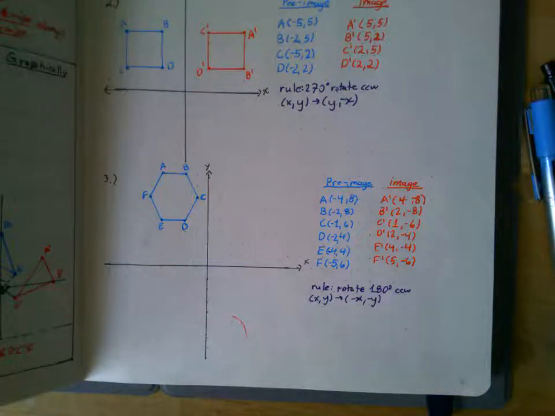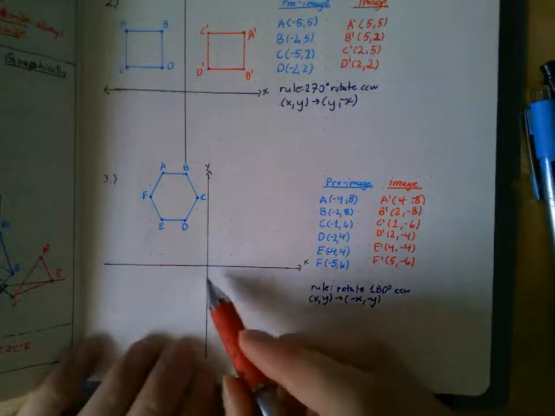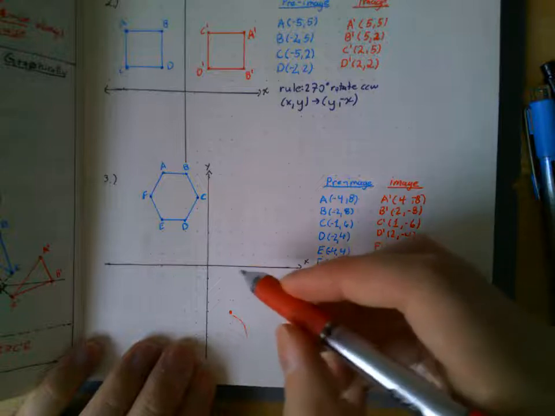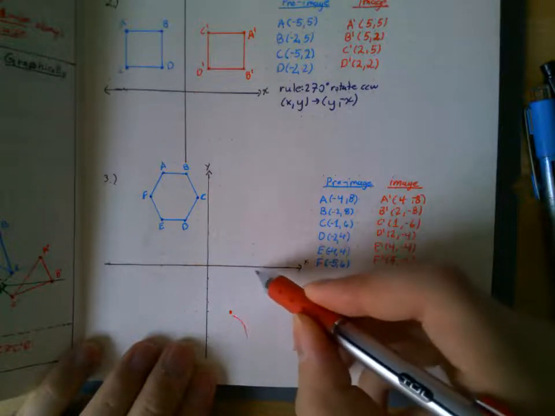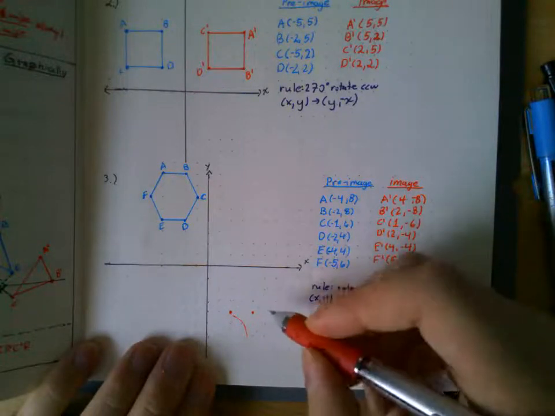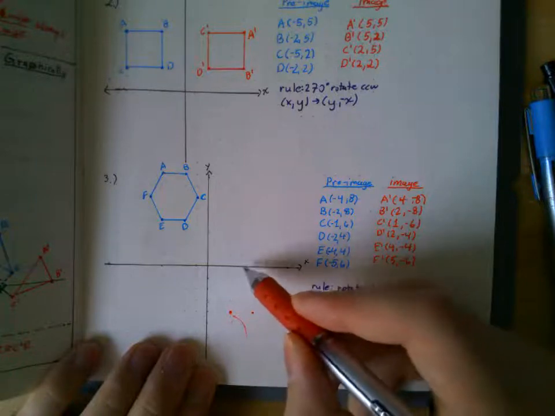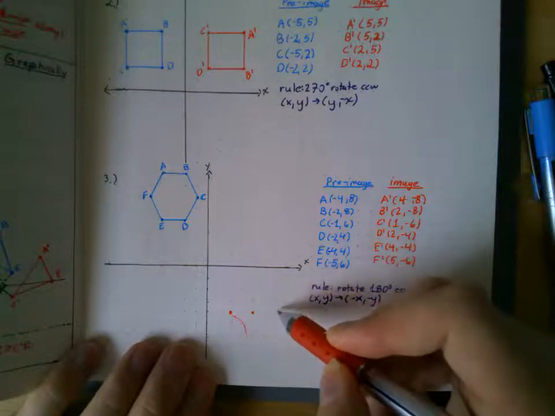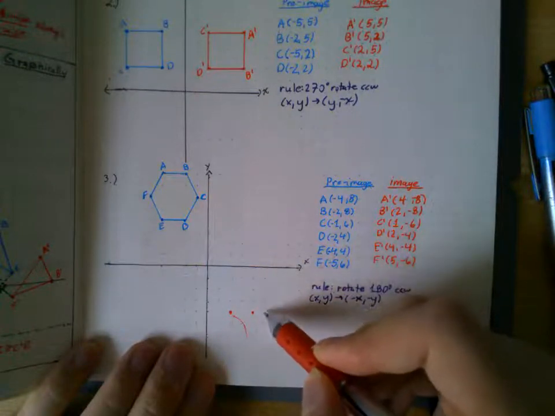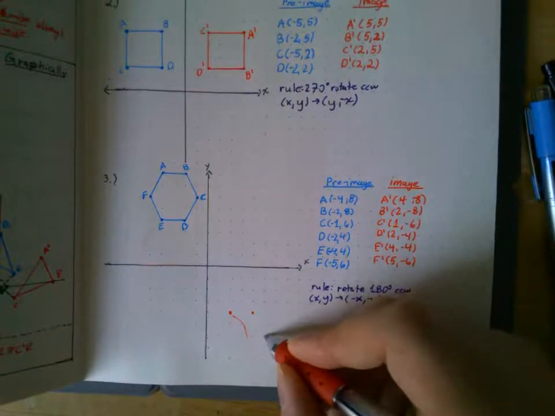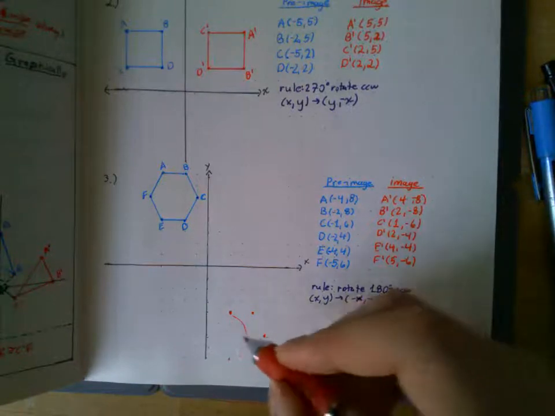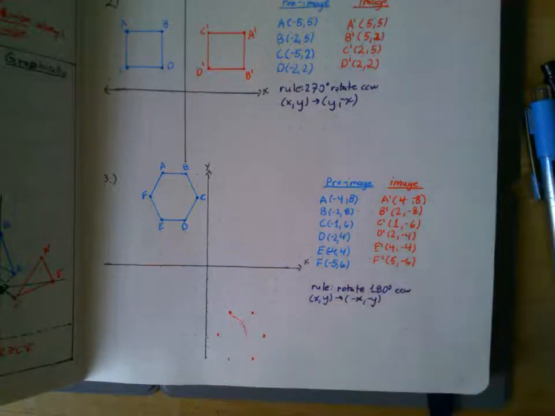Okay. So from here, let's go ahead and plot this guy out. So over 2, down 4, 1, 2, 3, 4. Okay. Over 4, down 4, 1, 2, 3, 4. And then F is over 5, down 6. 1, 2, 3, 4, 5, 6. Oh wait, I did that one backwards. 1, 2, 3, 4, 5, 6. There we go. And then we go here, here, and then, of course, here. And there is our final hexagon.